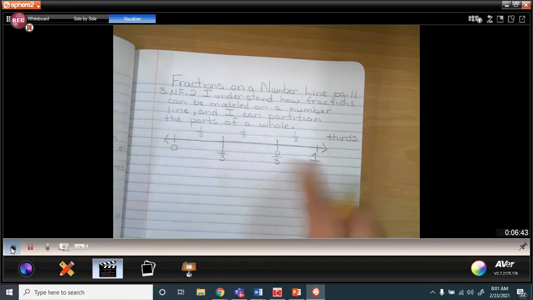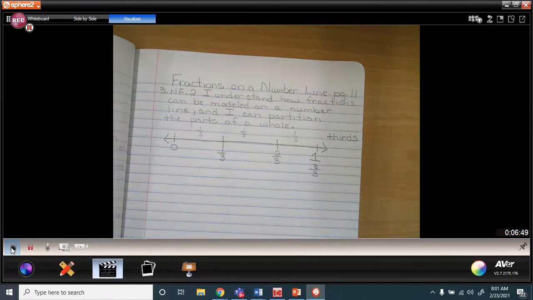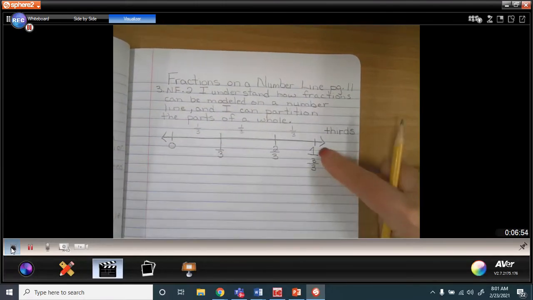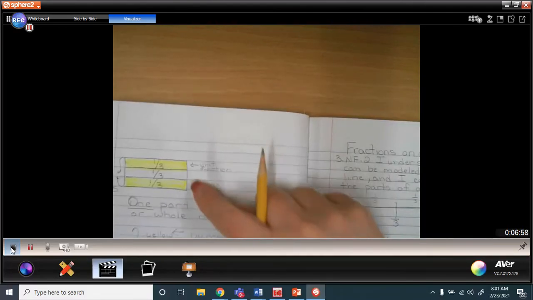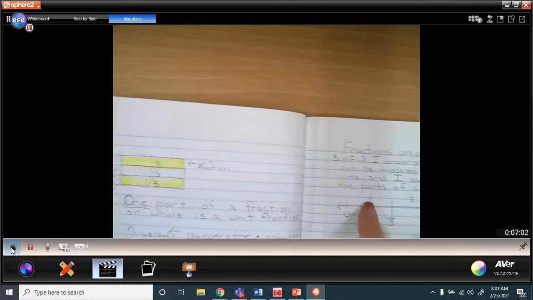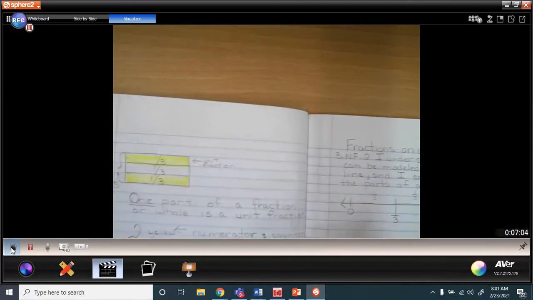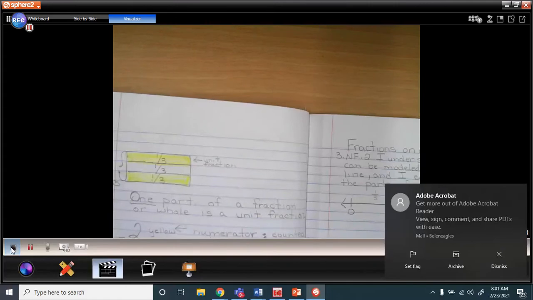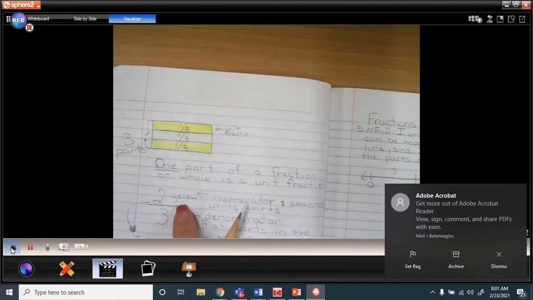And from here to here, we would label this 3/3. And the reason it's 3/3 is because all the parts are represented from this 0 up to this one whole. So if, for example, this is 2/3, each one of my unit fractions are still represented here. But if all of these were shaded in yellow, then I would say, oh, well, I have 3/3. But in this case, only 2 of them are shaded in yellow.